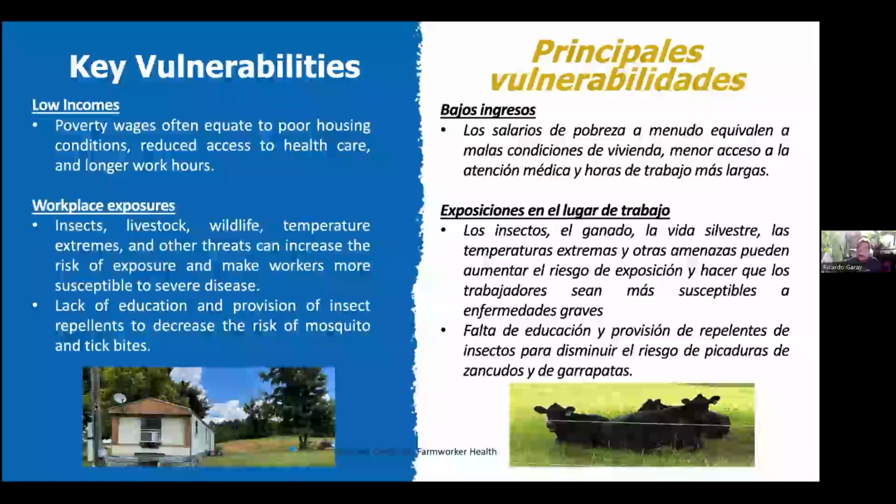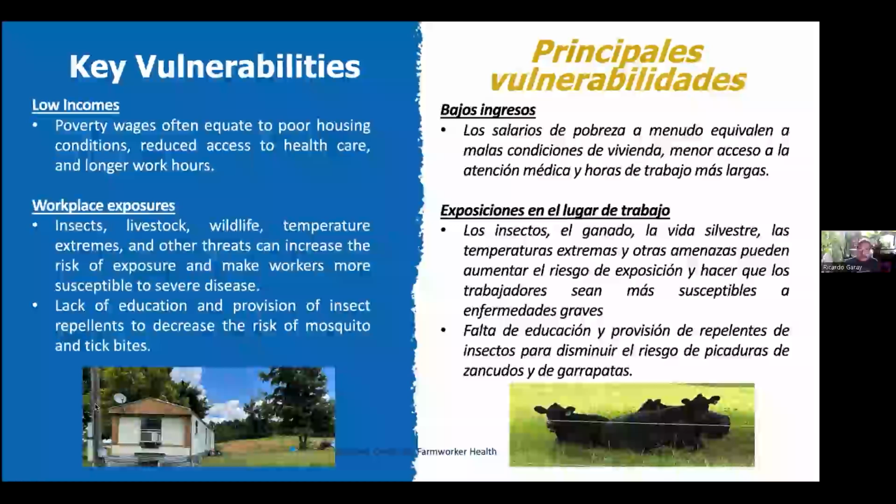They also have greater exposure within the workplace: insects, being outdoors, livestock and wildlife, temperatures that can be extreme, and other threats that can increase the risk of exposure and make workers more susceptible to severe disease. On top of everything, there is a lack of education, or a different type of education, better said, and access to insect repellents is lesser, and the risk of mosquito and tick bites increases. Sometimes they do not have adequate access to information to know about this risk, and also the supplements or equipment necessary to be able to protect themselves.